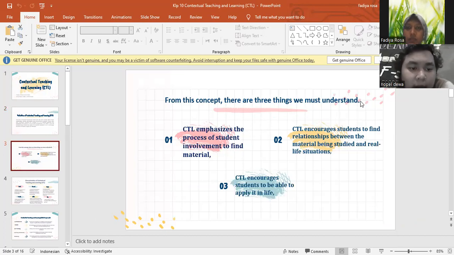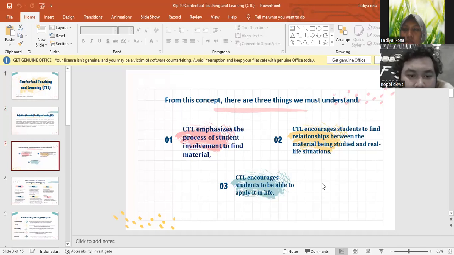From that concept, there are three things we must understand. The first is contextual teaching and learning emphasizes the process of student involvement to find material. So in contextual teaching and learning, the teacher just helps students to get material, and students find the material by themselves.